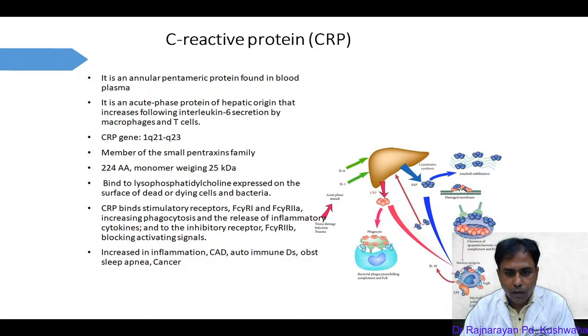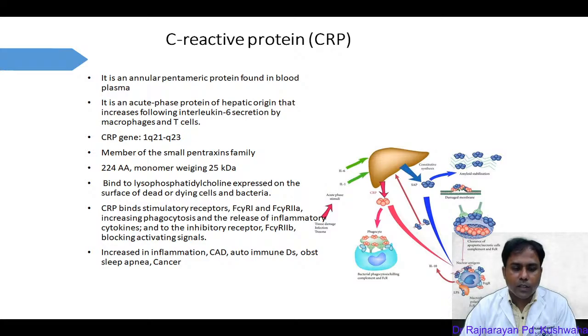Here we see in the diagram how this CRP helps to release interleukin 6, interleukin 1 and some other biomarkers. CRP is a member of the small pentraxin family, and it is made up of 224 amino acids, and this monomer weighs nearly 25 kilodalton. It binds to lysophosphatidylcholine expressed on the surface of dead or dying cells and bacteria.